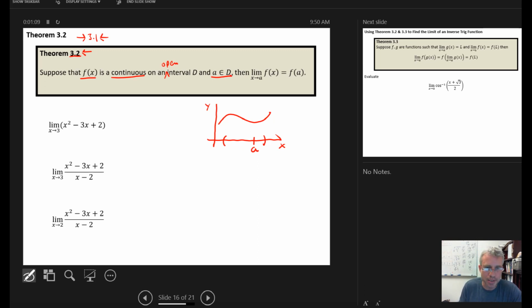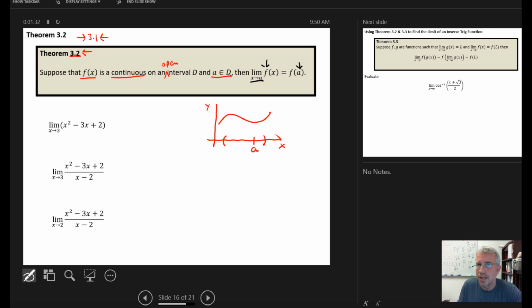And the theorem says that if I want to find the limit as x goes to a of my function, as long as the function's continuous over an open interval at a, I can just plug a into the function and evaluate the function without having to use any of the tools that we were using in the previous video.